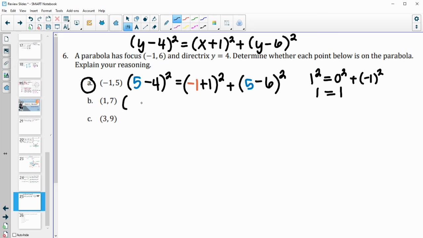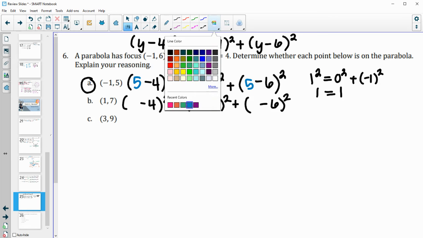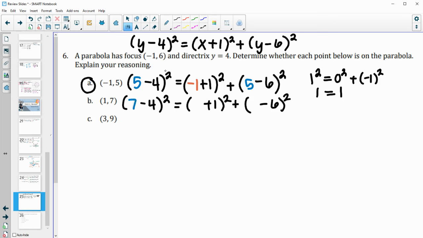And then we're just going to do this for the rest of them. So we're going to take the y coordinate minus 4 squared, and x plus 1. So we're just plugging these into the equation up above and seeing if they work out. So our y coordinate is 7. So 7 minus 4. And then our x coordinate is 1. So we're doing (x plus 1) squared, and then y minus 6, and the y was 7. And then we're just seeing if these are equal.